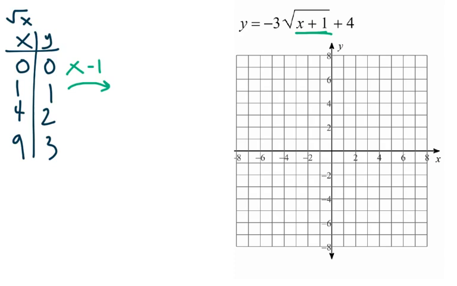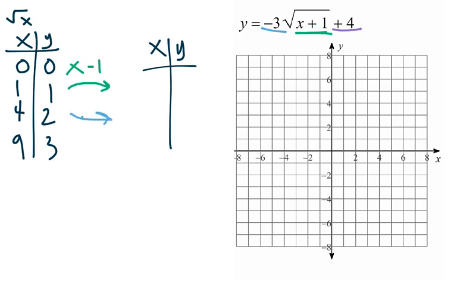Okay, now with the y values, we got two things going on outside of the radical, so we have to determine which comes first. And remember, with outside of the radical things, those are happening vertically. And with vertical things, we do them the way they say, how they say it. So if you were just multiplying this out and simplifying, you would do 3 times first, then you would add 4.